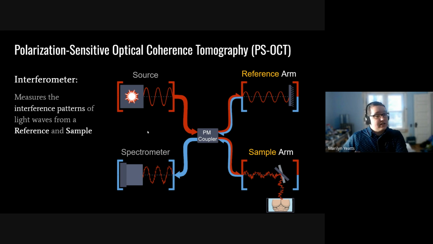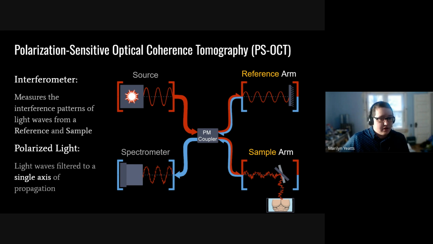All of that is basically the interferometry side of this, but the extra special thing about this particular setup is the polarization sensitive part. So what is polarized light? Polarized light is light waves fixed at a single axis of propagation.